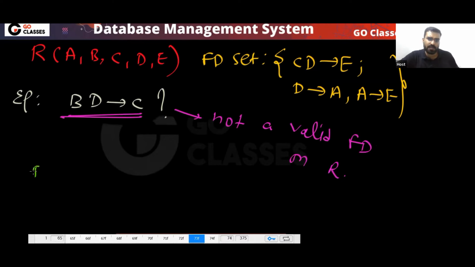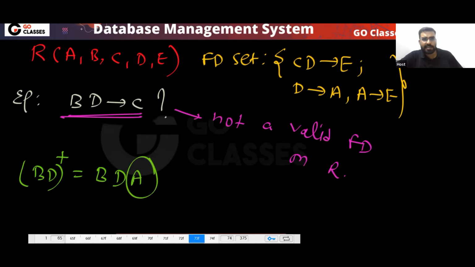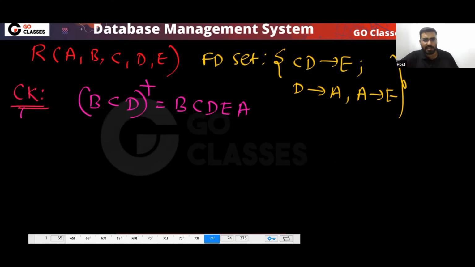Because if you find BD plus, the closure of BD, BD can determine BD. D can determine A. A can determine E. So you can notice BD cannot determine C. Anyway, this is the concept. Is this concept clear? Tell me. So like this, you can check it out.